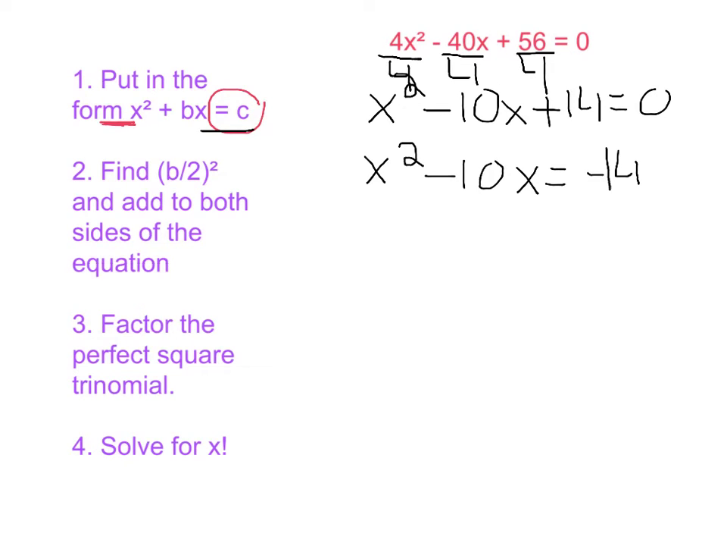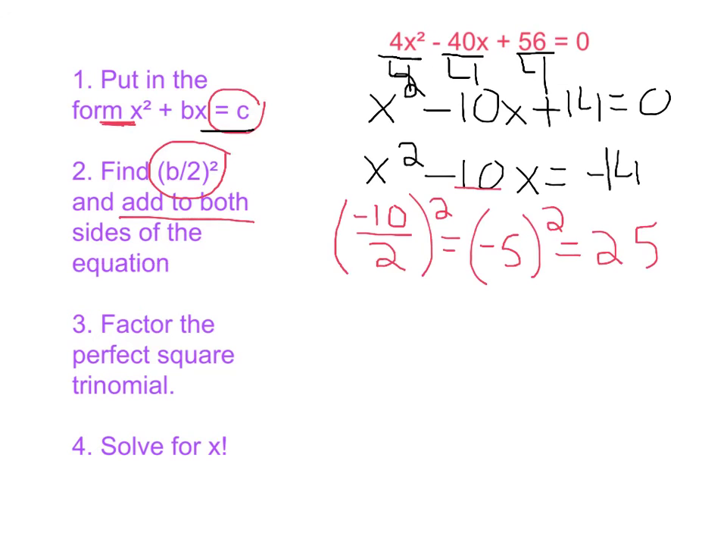On to step 2, we have to do the b divided by 2 squared, add it to both sides of your equation, because that's the step that will create our perfect square trinomial. So my b value is negative 10, so if I plug that in, negative 10 divided by 2 is negative 5, and negative 5 squared is a positive 25. You have to add it to the left side to create your perfect square trinomial, but to balance the equation, we have to add 25 to the other side as well.